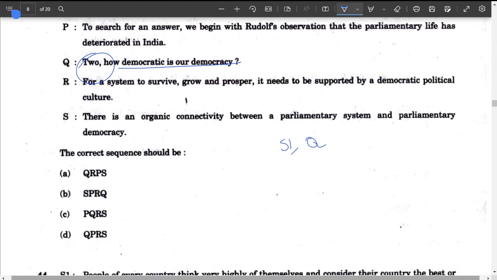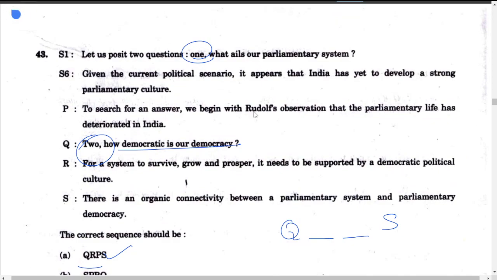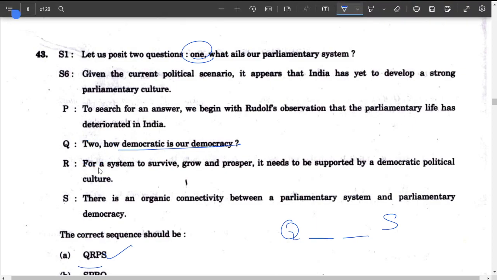So with Q, how many options do we have? We have 2: QR or QP. And again in this statement, Q is in the beginning, then blank, blank, and in the two statements we can see S and S. That means S is there. So RP or PR, which one can be used? Let us check. 2. How democratic is our country, is our democracy? Next one, what can we use? We have two statements here.